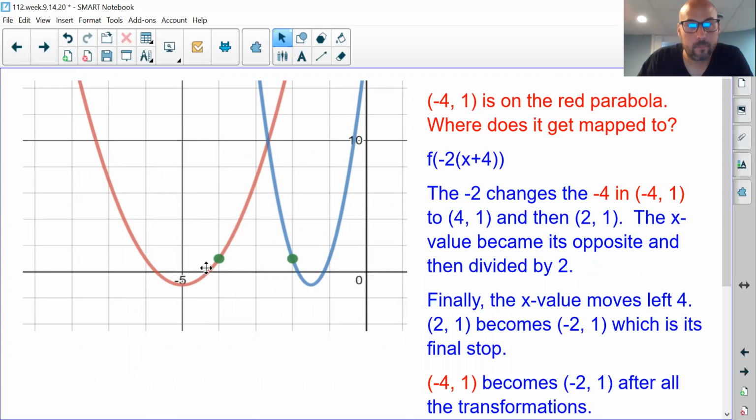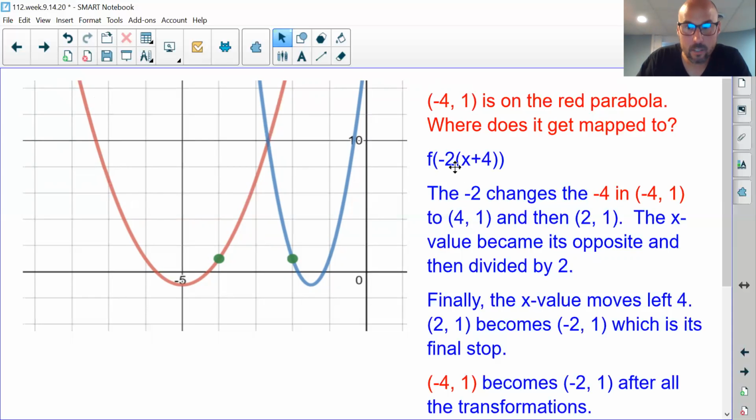Here's a graph of that last example, and this is our last slide. So we have our red parabola function, which is the original function, and here are the transformations, the f of negative 2 times x plus 4. So where does negative 4, 1 get mapped to? All the ordered pairs on this parabola go through the same transformations, the same ride that negative 4, 1 is about to go on. First, stretches and reflections come first.